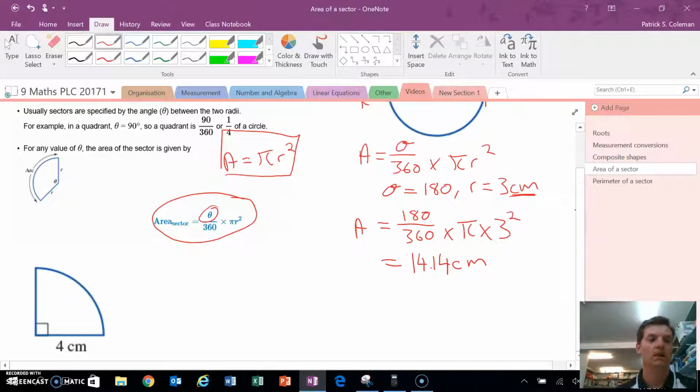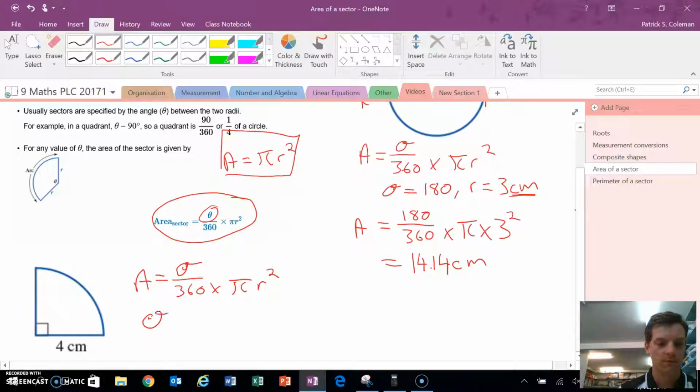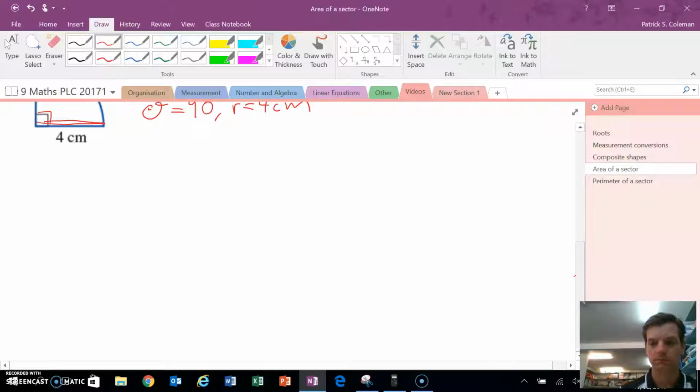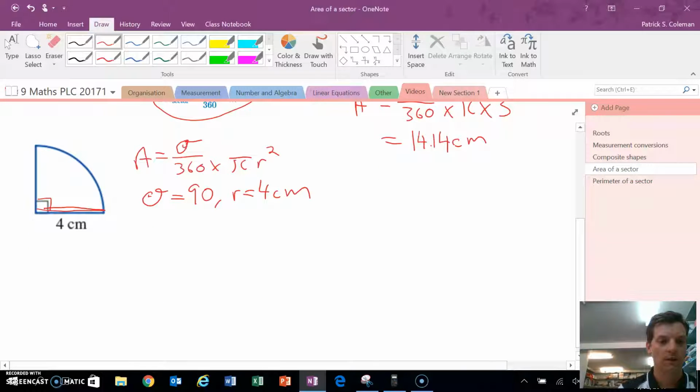So again, we're finding the area of a sector. The first thing we're going to do is put our formula in, which is area equals theta over 360 times pi r squared. Theta, in this particular example, we've got a right angle, so a right angle is equal to 90 degrees, and our radius is 4. So this time we don't have the diameter, we've just got the radius. Nice and easy for us. And then all we need to do is substitute those into our formula.